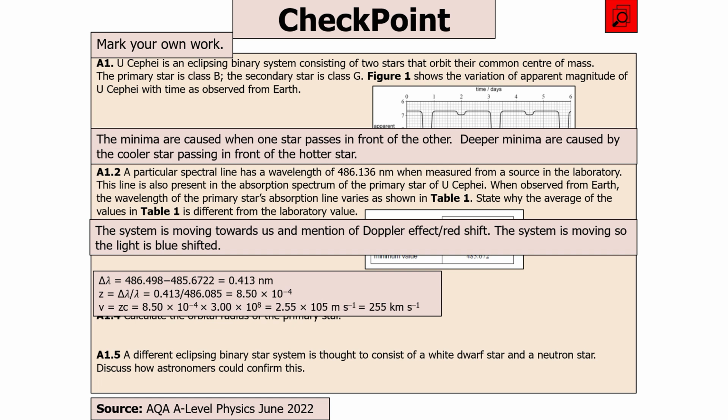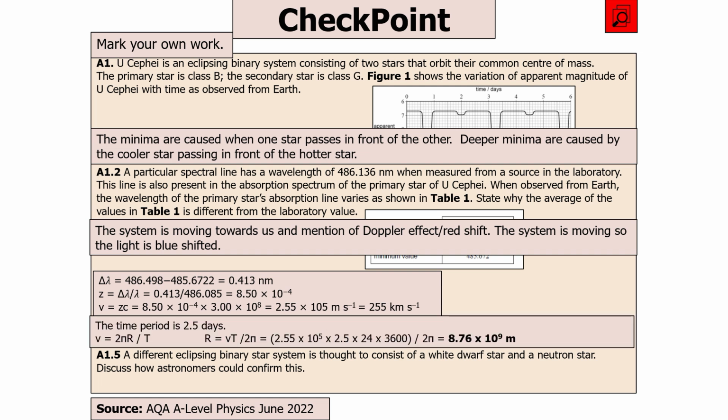We can therefore say v is equal to z times c. We've got our value for z from the previous question. We can multiply it by c, which is 3 times 10 to the 8. So we get 2.55 times 10 to the 5 meters per second, or 255 kilometers per second. Now we can see from the graph given before that the time period is 2.5 days, because that's the time it takes for one complete cycle to occur.